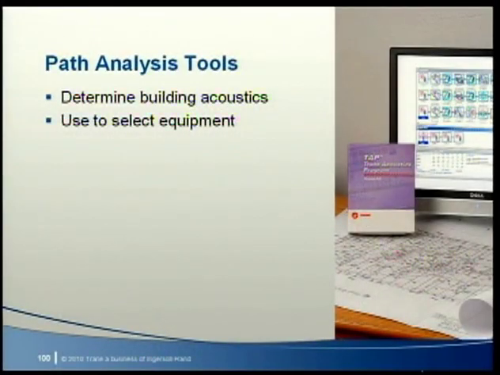When the acoustical goals for the occupied space are known, use an acoustical analysis tool, like the Trane Acoustics program, to create a path analysis. Once the path analysis is made, it's easy to see how unit and system changes will affect the sound in the occupied areas of the building, so that you can then select the right unit for the application.